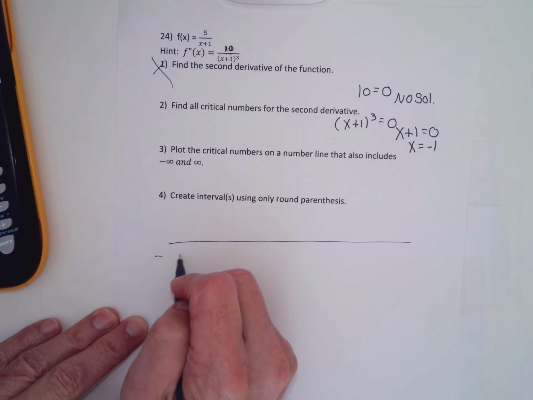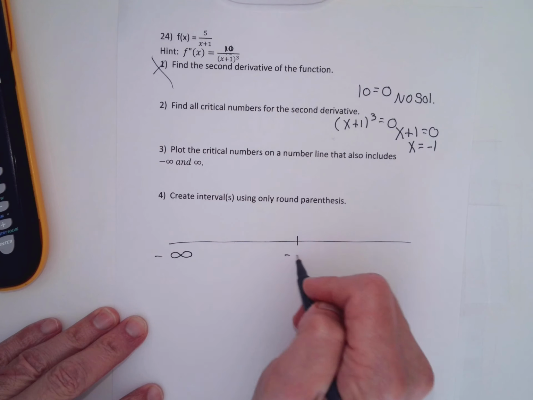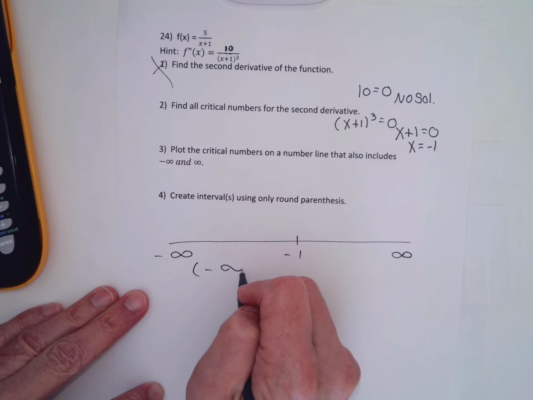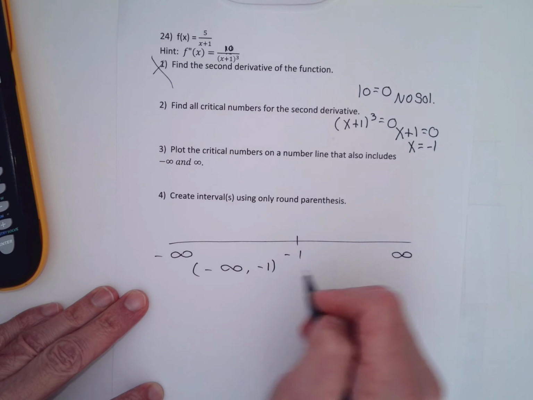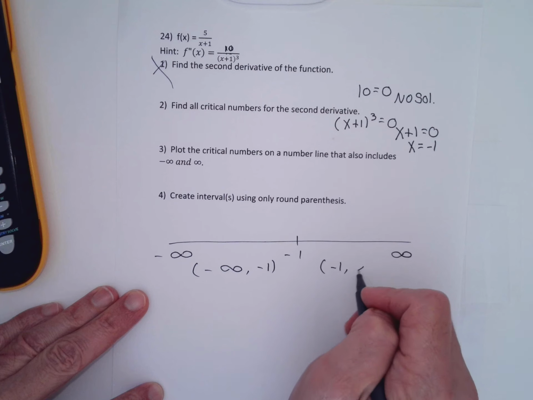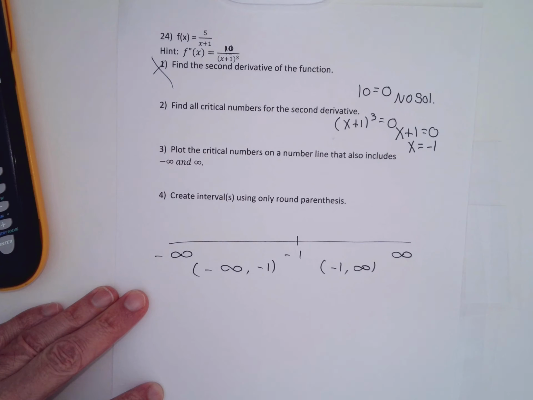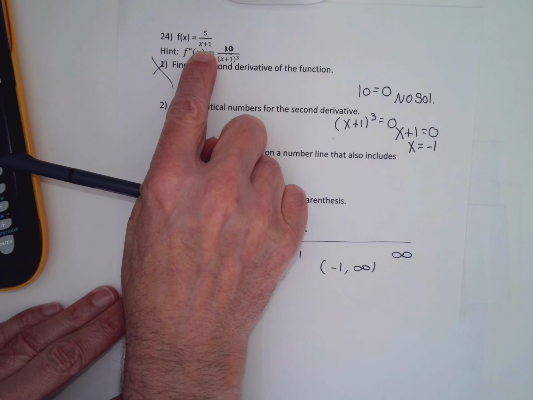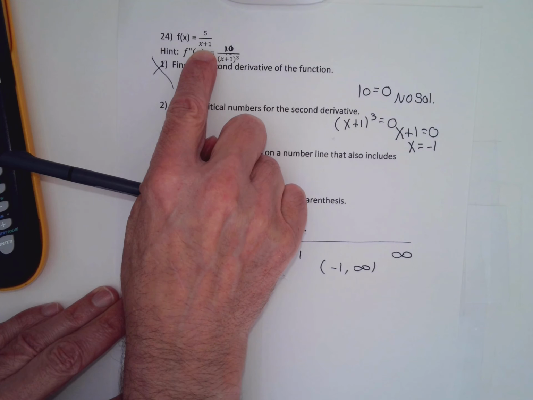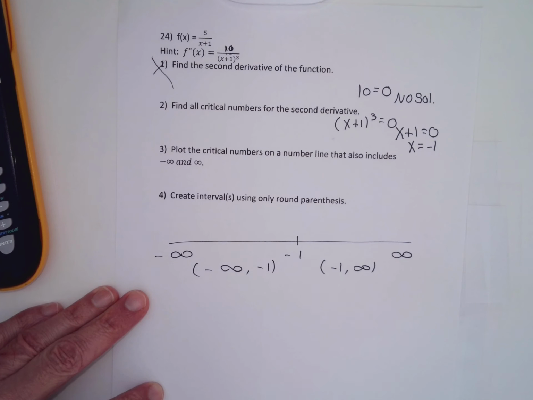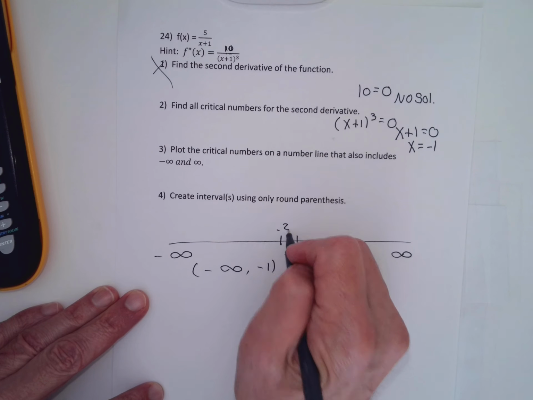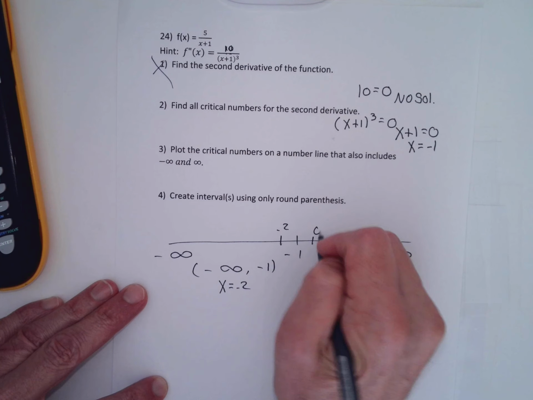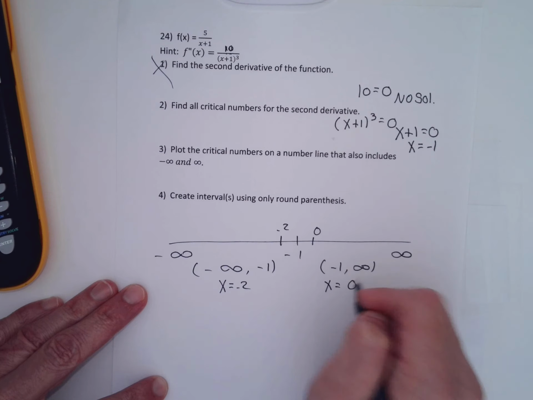My work is going to have me put negative and positive infinity on a number line along with the critical number of -1, which is actually where an asymptote is. -1 is not in the domain of the original function. If I plug -1 in, I'll get a 0. The graph isn't continuous. It actually has a vertical asymptote there. For the first interval, I'm going to plug in -2. For the second interval, I'm going to plug in 0.